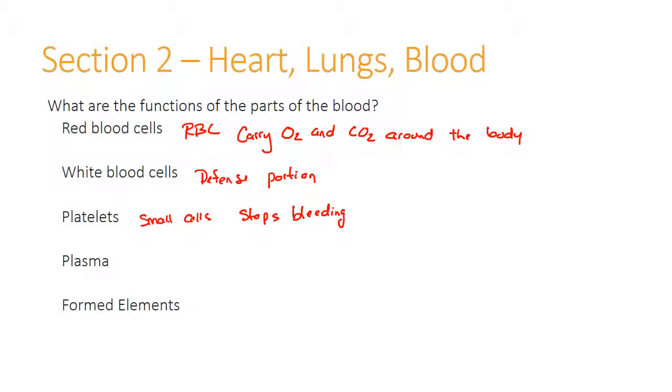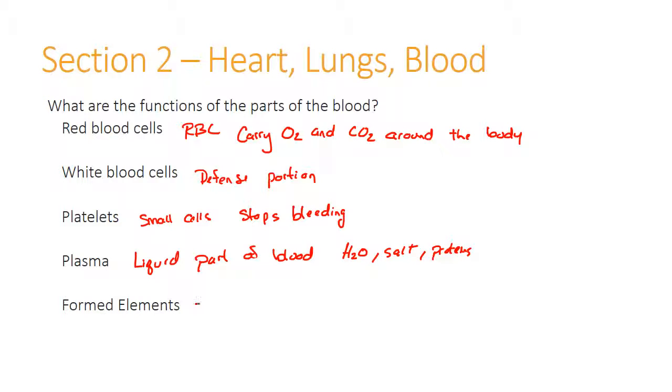Next up, we have plasma. Plasma is going to be the liquid portion of the blood. And this kind of makes sense. We know our bodies are made up of mostly water, and plasma is mostly going to be water. It'll also have a little bit of salt to keep osmotic pressure pretty much the same throughout, and it's going to contain some proteins.